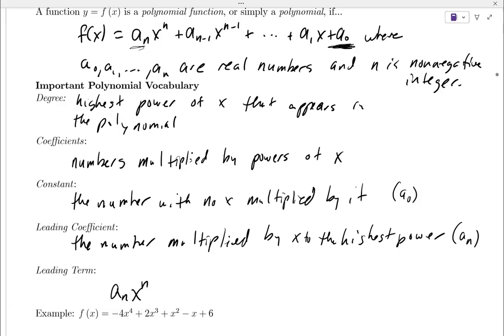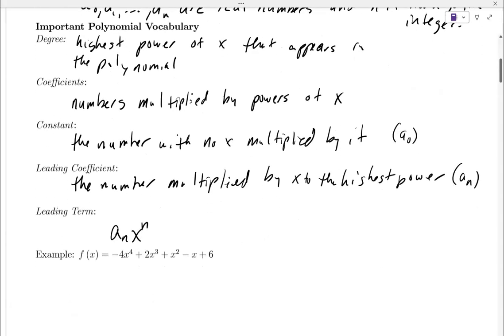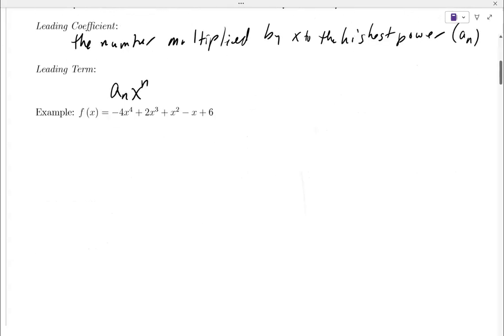All right. So let's see if I can identify the different pieces in this example. What's the degree of this polynomial? Yeah, it's the 4, right? The highest power that we see here is x to the 4th, so the degree is 4. Or we would also say this is a 4th degree polynomial. So the degree is 4.